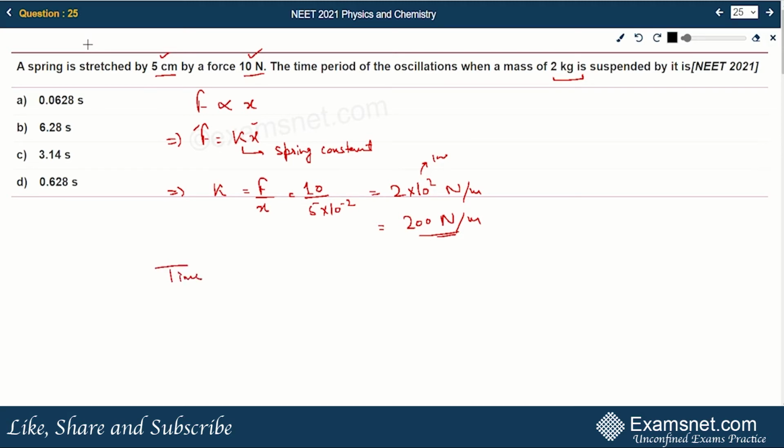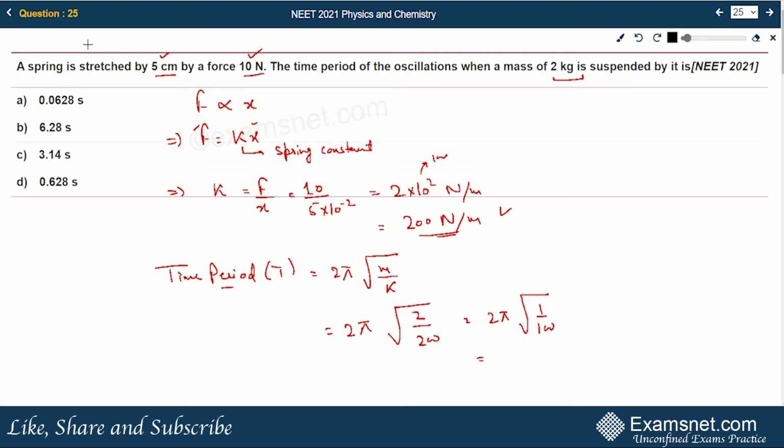Now we can find out the time period by its formula. So time period, that is T, is equal to 2 pi root under m by k, where m is the mass that is attached and k is the spring constant. So this is equal to 2 pi, and root under mass is given as 2 kg, right? So 2 divided by k is 200 here. So 2 pi into root under 1 by 100, and root under 1 by 100 will be equal to 1 by 10. So 2 pi divided by 10. Here we'll get the answer 0.628 if you solve this term. So 0.628 seconds will be the time period. That means which option is correct? Option 4, or option D, is the correct option here.